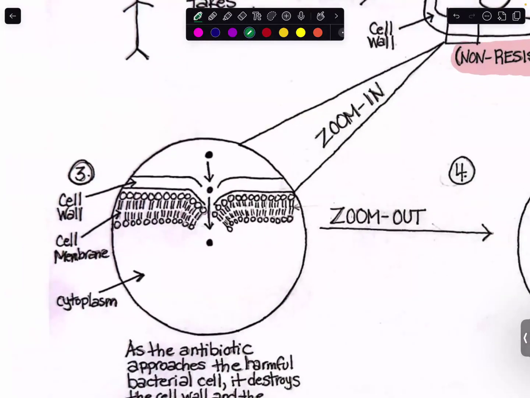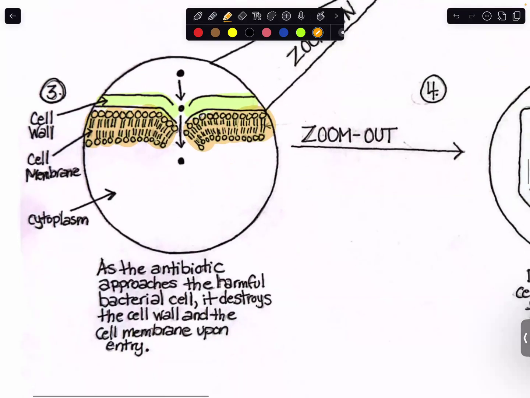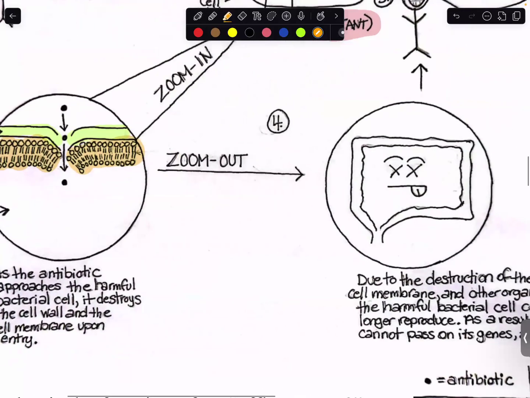we have the cell wall. Oops, let me use a different color. We have the cell wall, which is here. We have the cell membrane, which is here, right? That antibiotic is essentially going to punch a hole through the cell wall, right? And as the antibiotic approaches the harmful bacterial cell, it destroys the cell wall and the cell membrane upon entry.